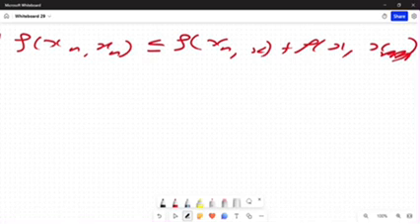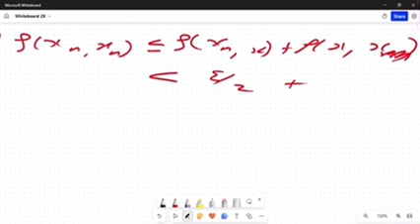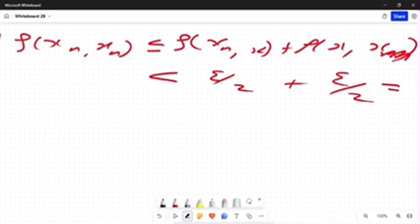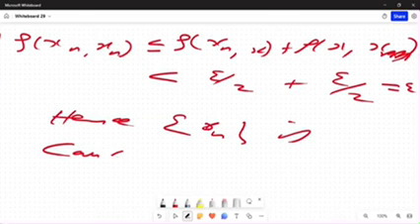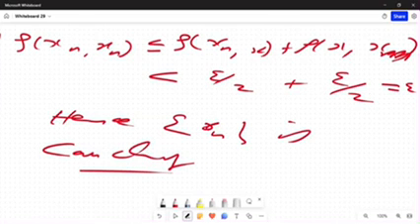Do you understand that? We know this first term is less than epsilon over 2, that's equation 1. This one also is less than epsilon over 2, is it not? Equation 2. Epsilon over 2 plus epsilon over 2 is epsilon. In other words, we have shown that this is less than epsilon. What's the meaning? Hence, we've just shown that the sequence xn is Cauchy, because this is the definition of Cauchy.